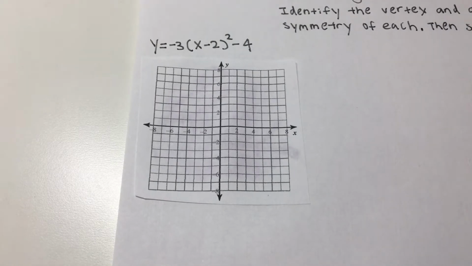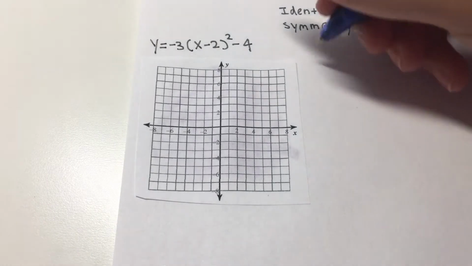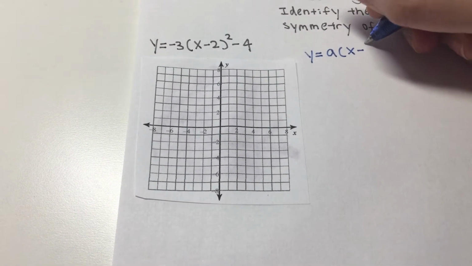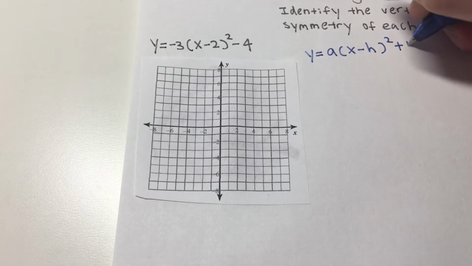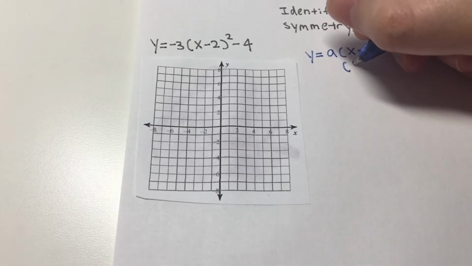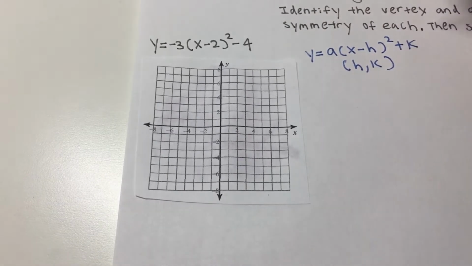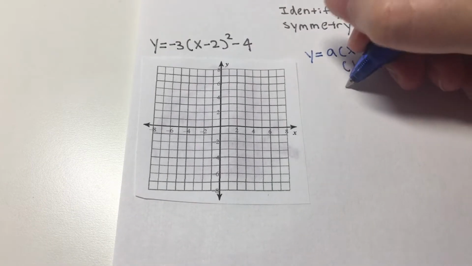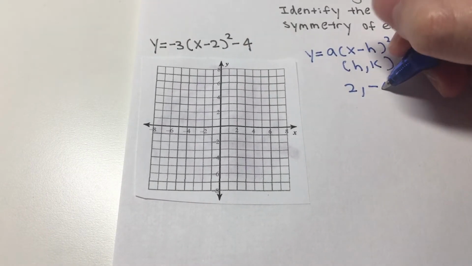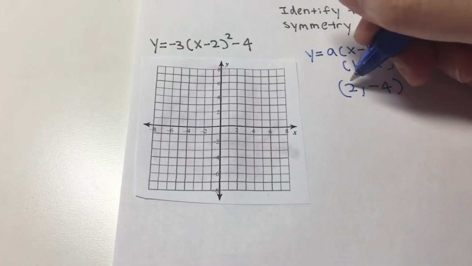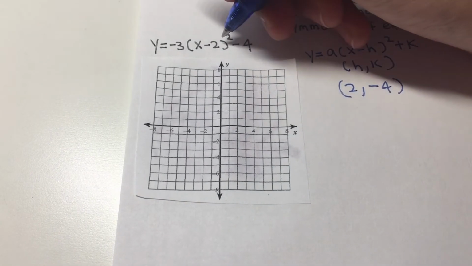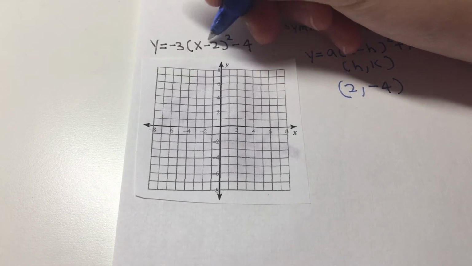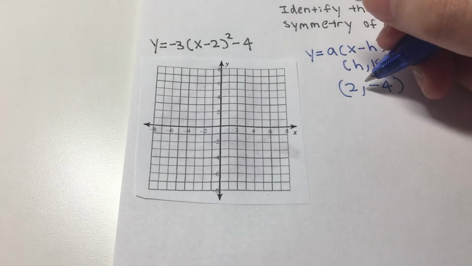So let's just write the vertex form equation as a refresher. It's y equals a(x - h)² + k, and our vertex is at (h, k). So let's find the vertex from this equation. h is 2 and k is -4. Notice how I wrote 2 instead of -2: whenever you're finding a vertex, you have to switch the sign of the h. So this is our vertex.